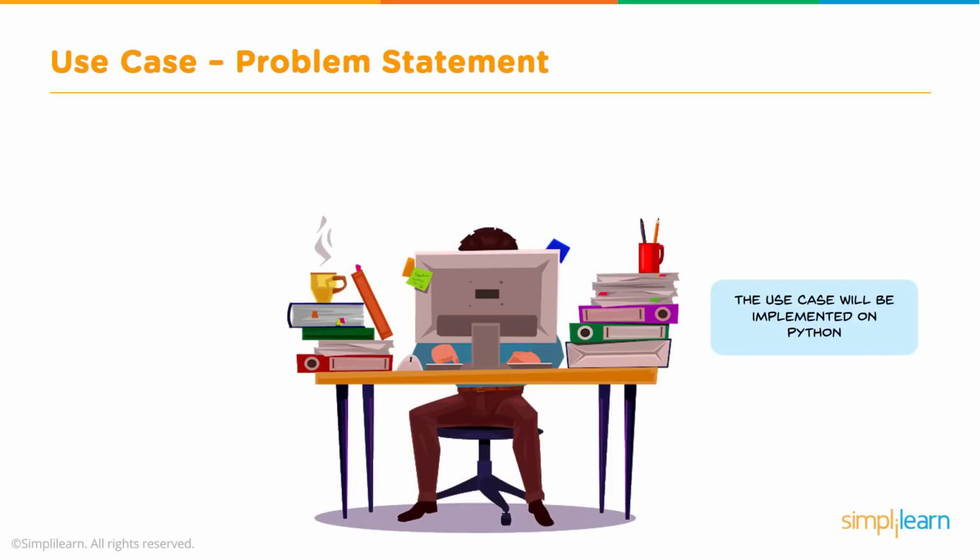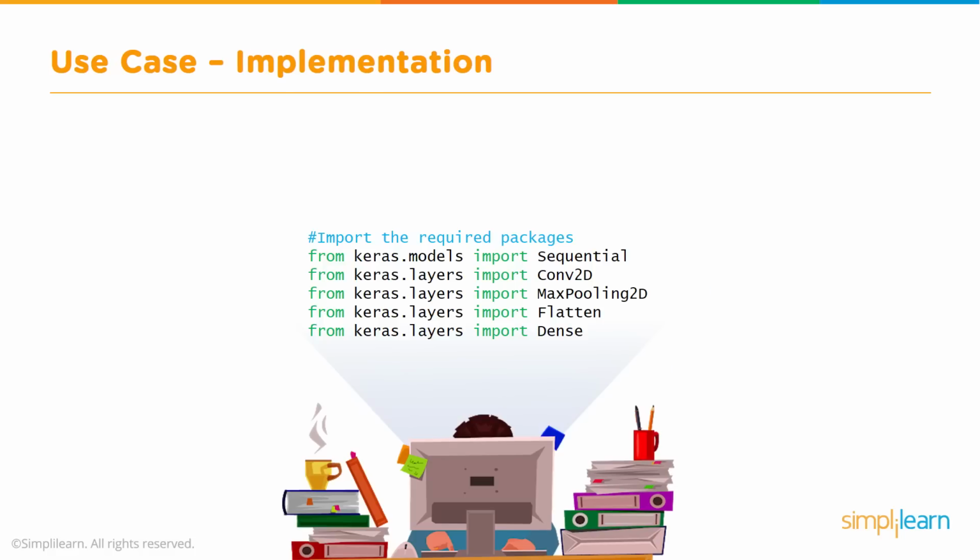So this use case will be implemented in Python. I am actually in Python 3.6. It's always nice to tell people the version of Python because that does sometimes affect which modules you load. And we're going to start by importing the required packages. I told you we're going to do this in Keras. So we're going to import Sequential from keras.models, and from keras.layers, Conv2D, MaxPooling2D, Flatten, and Dense. And we'll talk about what each one of these does in just a second.